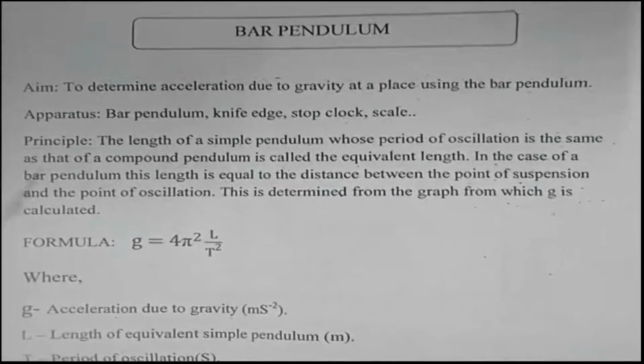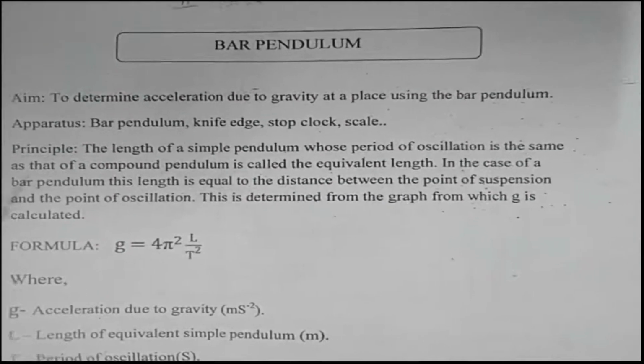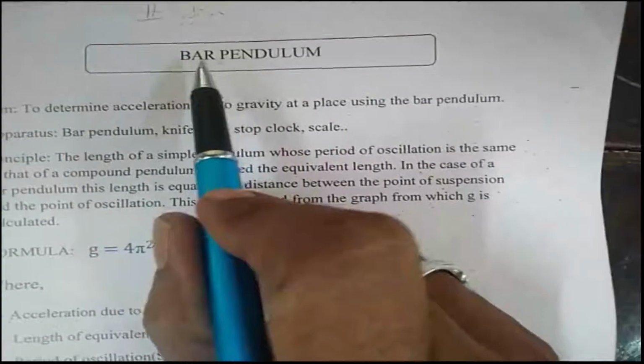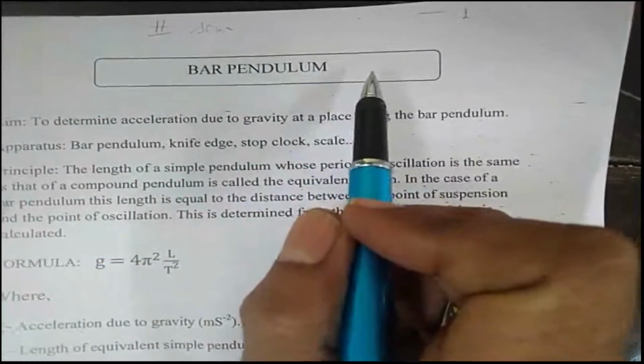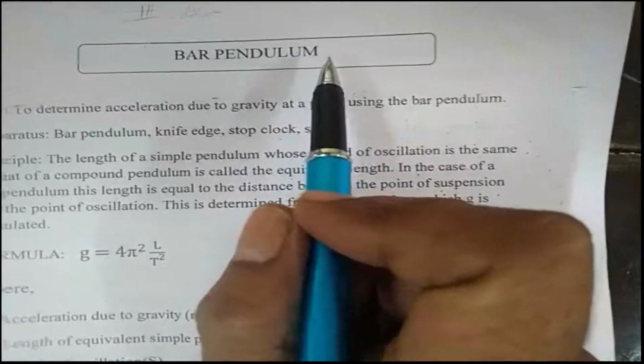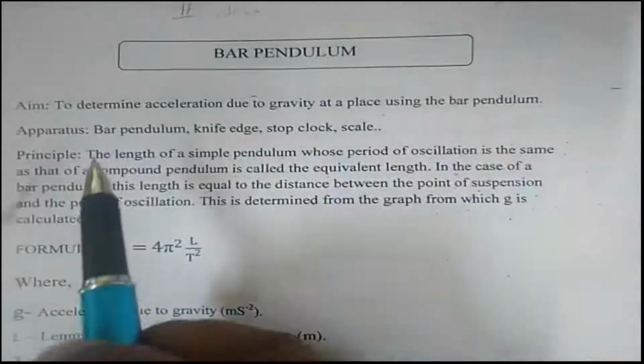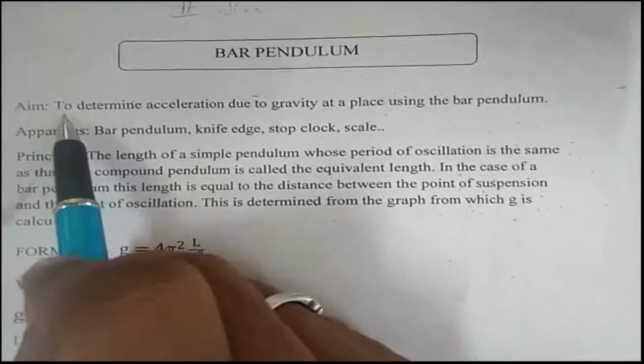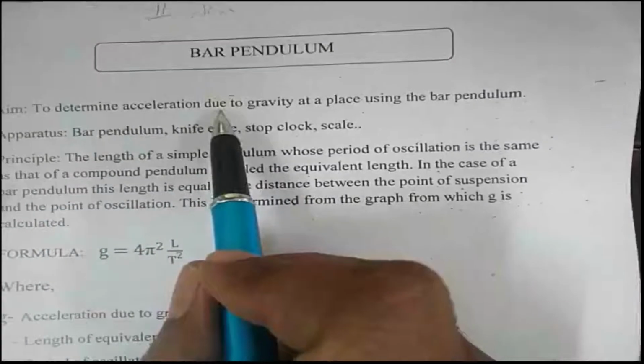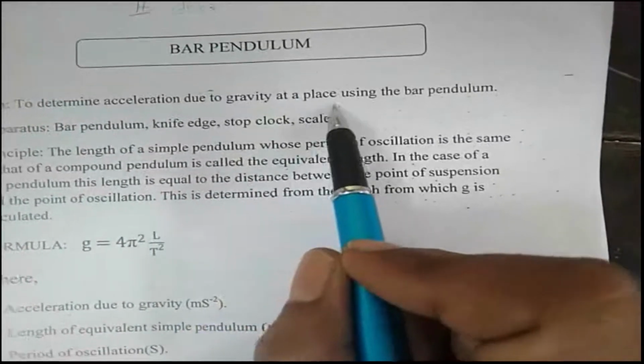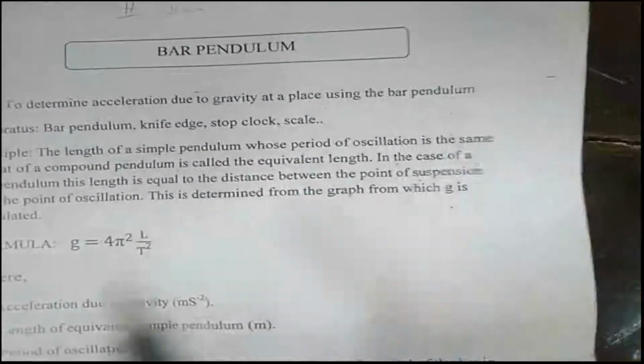Hello students, so look at the experiment. Now the experiment is bar pendulum experiment. So this experiment belongs to second sem BSc. So what is the aim of the experiment, you know? Aim of the experiment is to determine the acceleration due to gravity at a place using the bar pendulum.